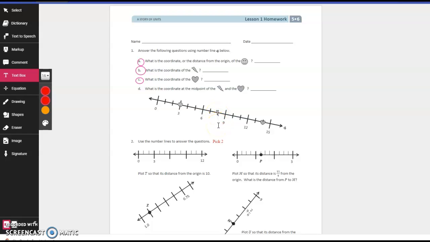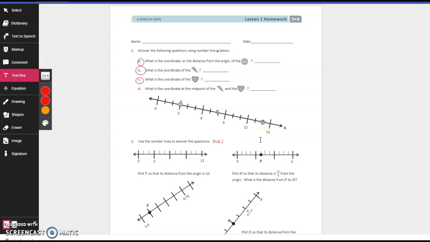Part C. What is the coordinate of the heart? Once again, it's not saying the distance from the origin to here, it's just saying, what is the coordinate? What number does it fall on? Look there and tell me what number. If this is 12 and this is 15, what would this one be for the heart?